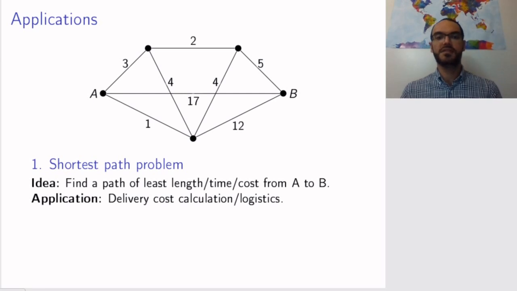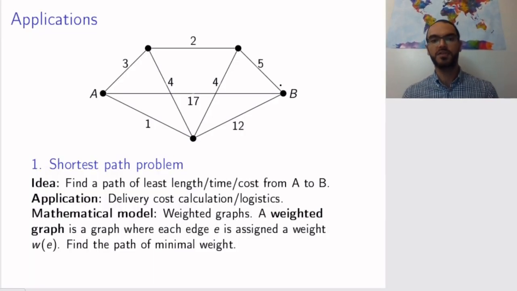The application is delivery cost or logistics. So assume, for example, that you live in city A and you want to travel to city B, and there is a direct flight, but it's extremely expensive. So you have options to fly to other places in between. They are less expensive, so how to find the least costly route, and so on.